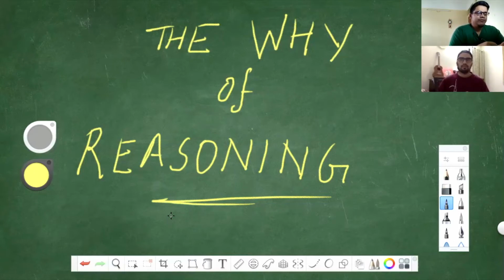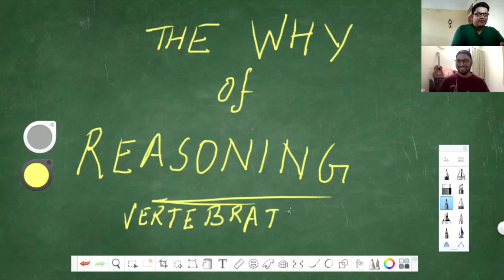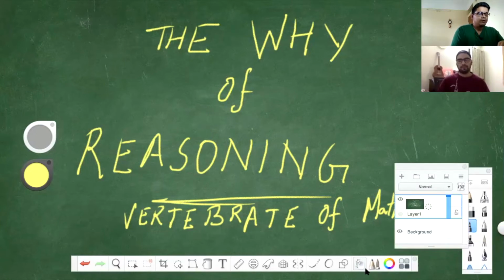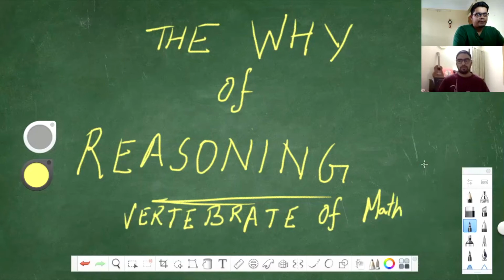So that why part, in the previous lecture we talked about. In the previous lecture we mostly talked about how reasoning is like the vertebrate of maths. It's the vertebrate of mathematics, and it's already available inside our brains. The engine just needs to be started. We just need to find the key. So our first and foremost approach towards this should be to find what exactly reasoning is. Let me just clear the things off the board quickly.